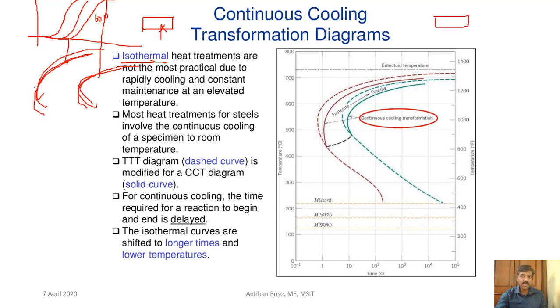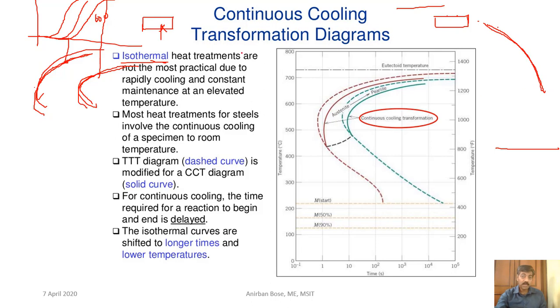So if you keep it in the air, what will happen? Its temperature will gradually decrease. It is not that during the transformation temperature remains constant. So temperature will gradually decrease from 850 up to room temperature. So the actual cooling curve will be like this. The temperature will gradually decrease. The cooling curve will not be like this. It will no longer be isothermal. So simple air cooling is an example which is not an isothermal cooling, which is rather a continuous cooling.